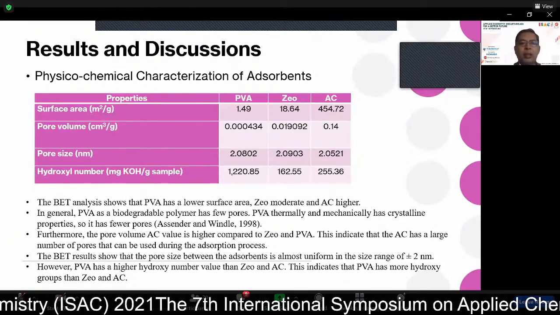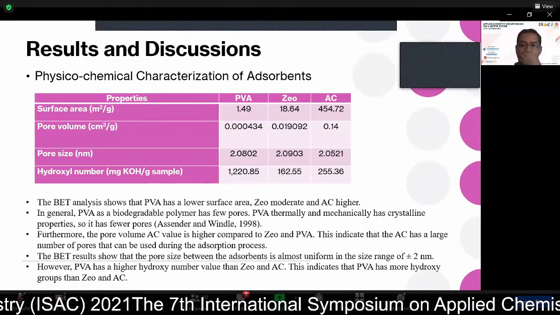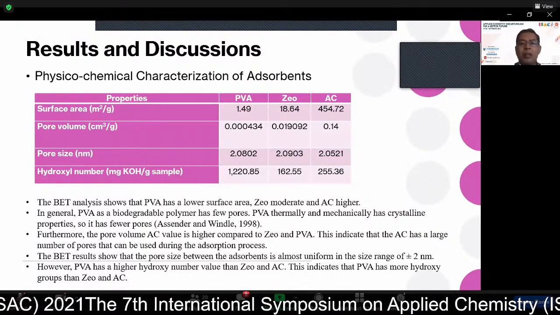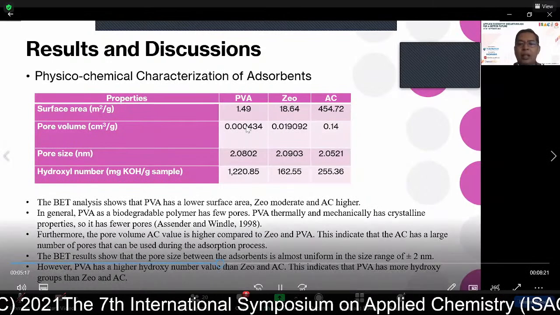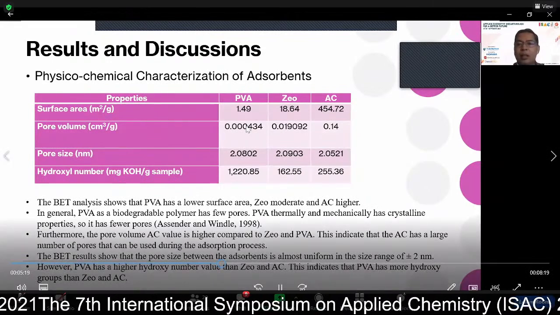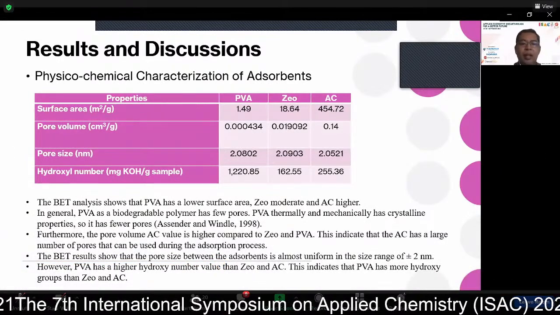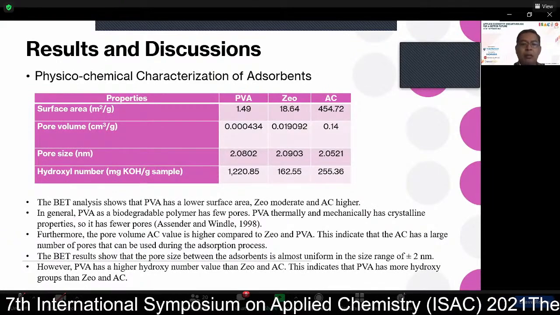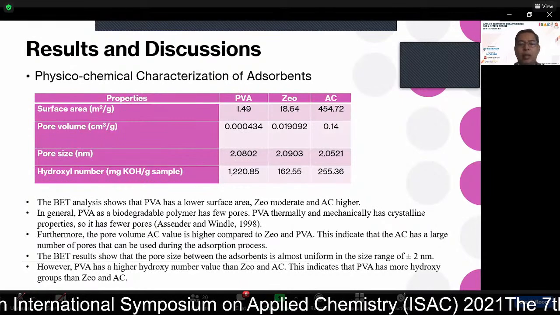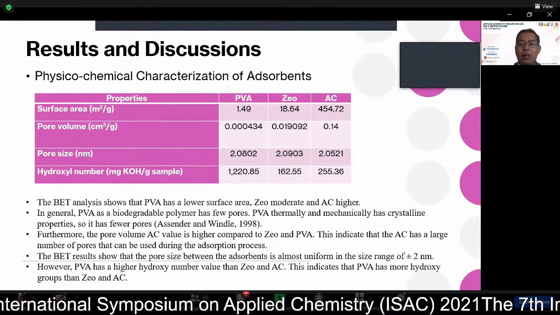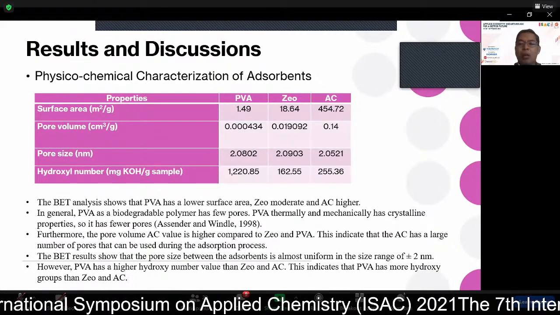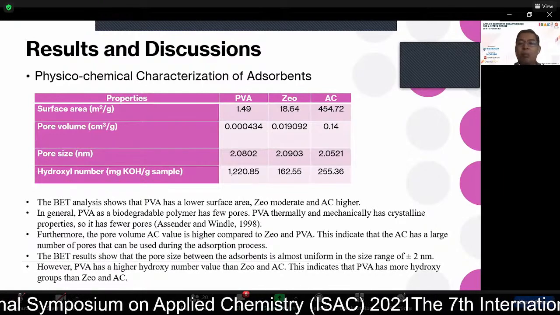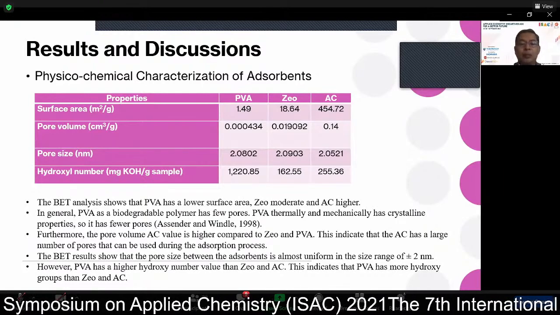From the physicochemical characterization using BET analysis, we found that PVA has a lower surface area, zeolite is moderate, and activated carbon is higher. In general, PVA as a biodegradable polymer has few pores. Furthermore, the pore volume of activated carbon is higher compared to zeolite and polyvinyl alcohol. This indicates that the activated carbon has a large number of pores that can be used during the adsorption process.